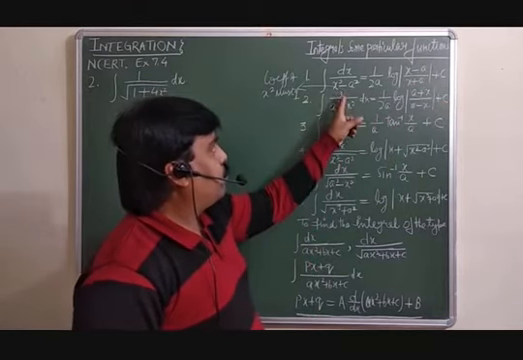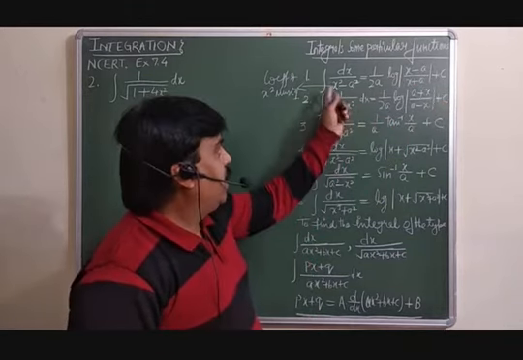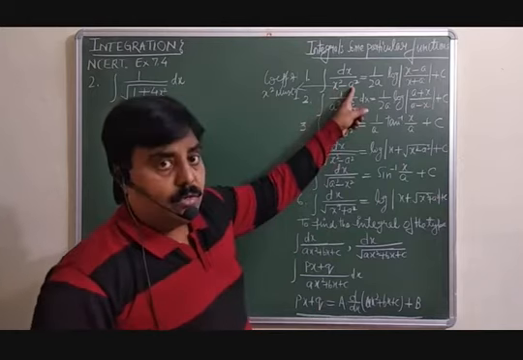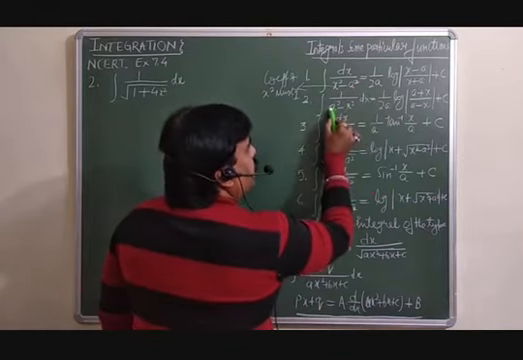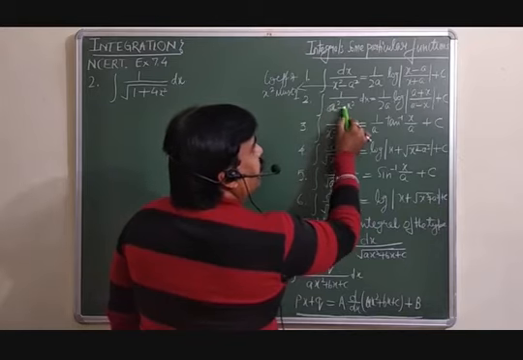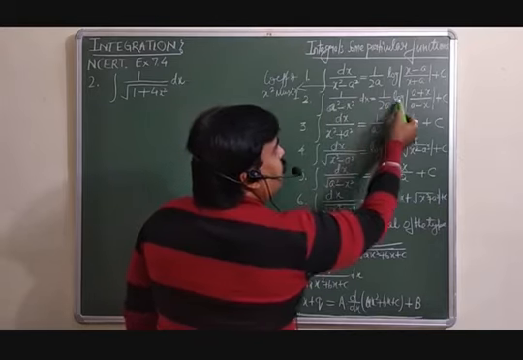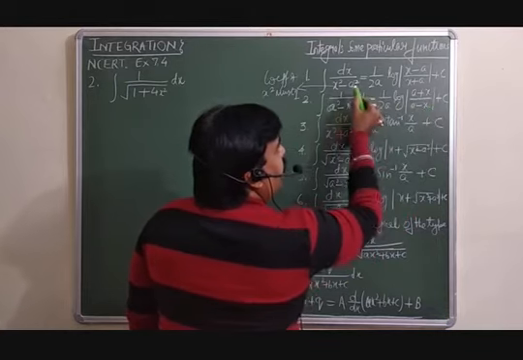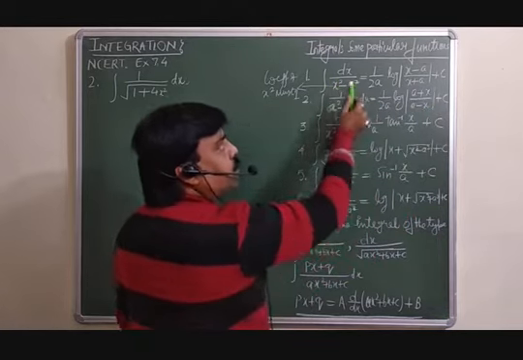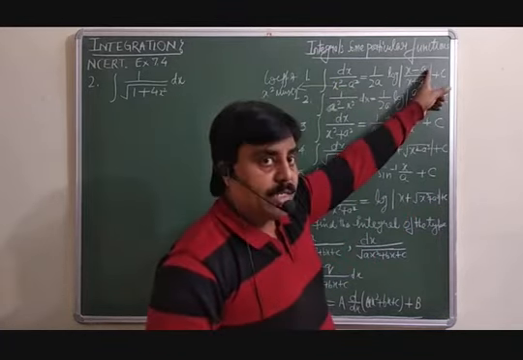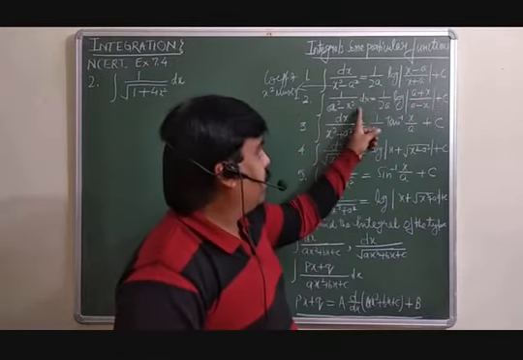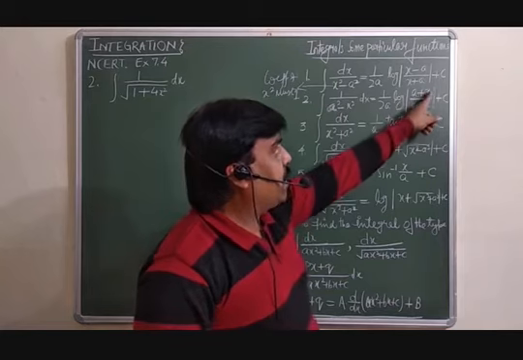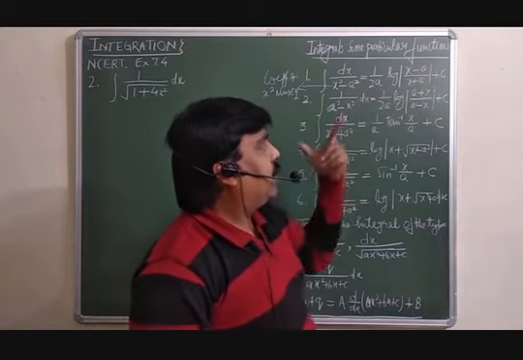Similarly, if it is 1 over a square minus x square, here it is constant square minus variable square, then this is equal to 1 over 2a log of a plus x over a minus x. If it is variable square minus constant square, you get x minus a in the numerator, and in the case of constant square minus variable square, it is a minus x. Otherwise both are the same.